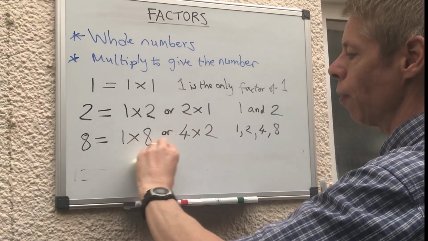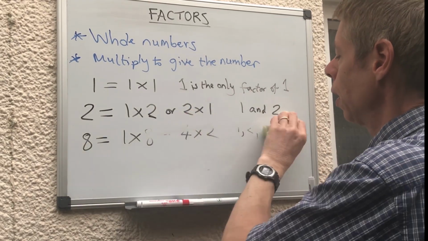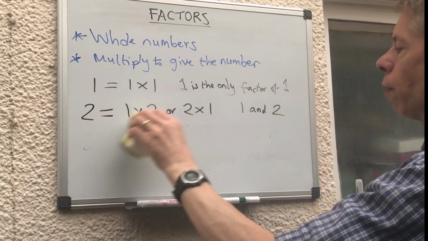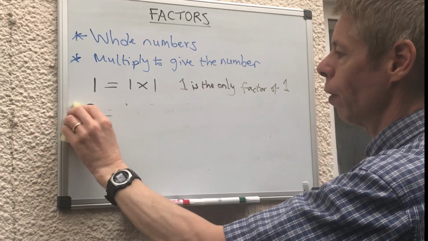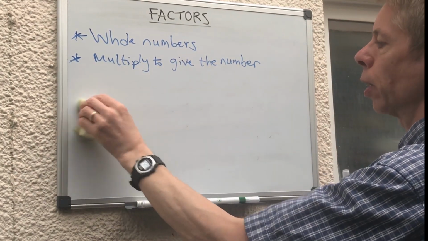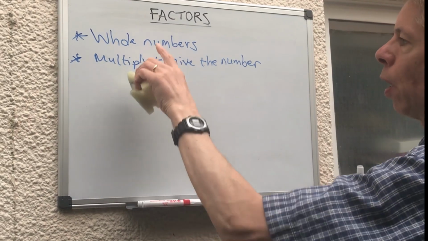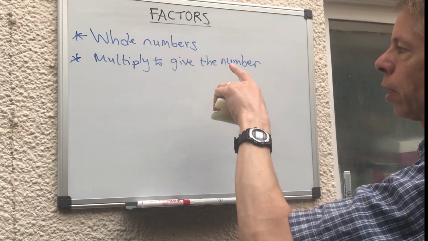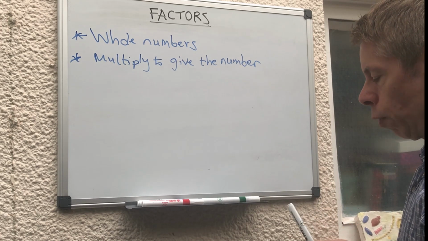I'll show you a few more factors and then I'm just going to test you on the factors of a couple of numbers, see if you can get them all. So we'll leave that up there just as a reminder that factors are whole numbers and multiply to give the number that they're a factor of.